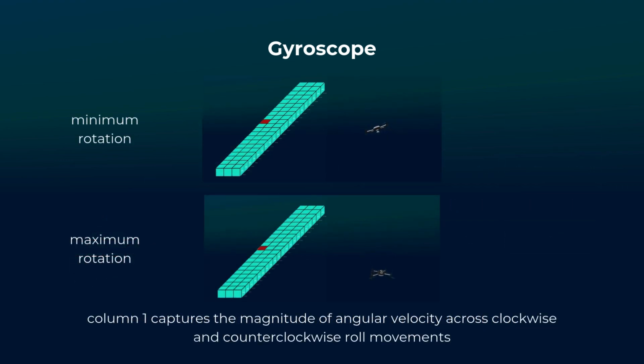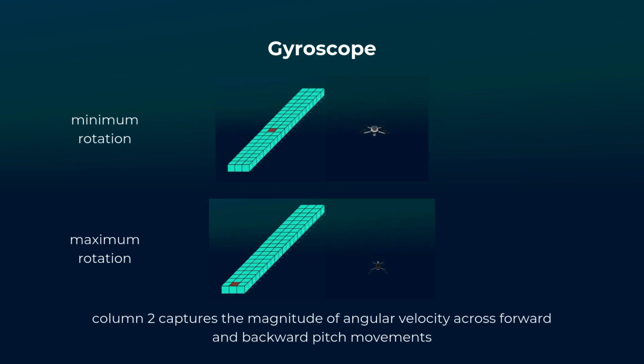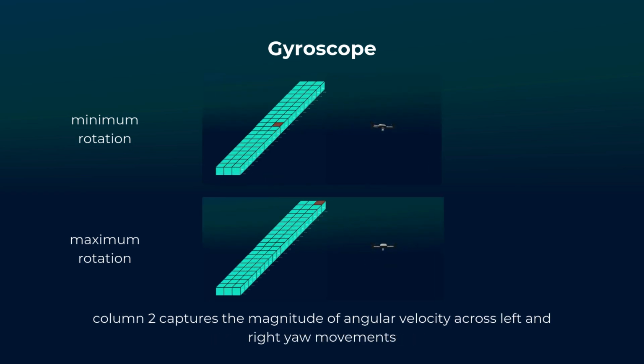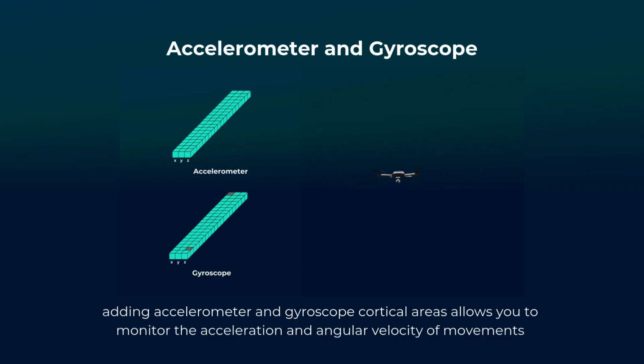In this drone embodiment example, you can see that the negative and positive values in the first column capture the rotation of the robot for clockwise and counterclockwise roll movements. Negative 10% and positive 10% indicate slower movements, while 100% and negative 100% indicate faster movements. For the second column, the negative and positive values capture the rotation of the robot for forward and backward pitch movements. And for the third column, the negative and positive values capture the rotation of the robot for left and right yaw movements. Adding accelerometer and gyroscope cortical areas to your experiment allows you to monitor the acceleration and angular orientation of different movements.